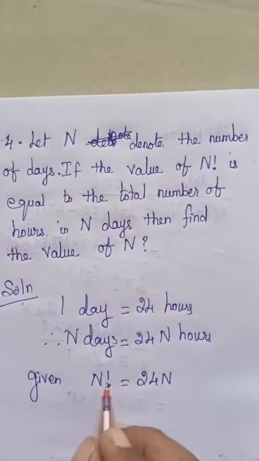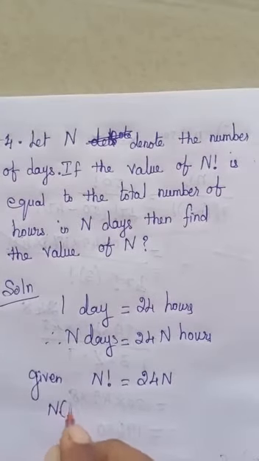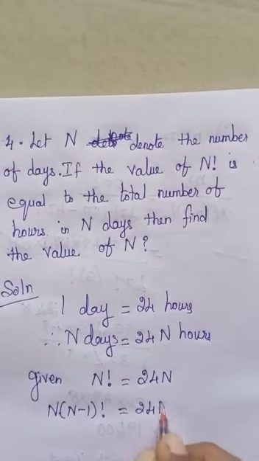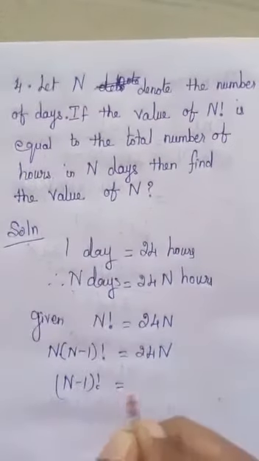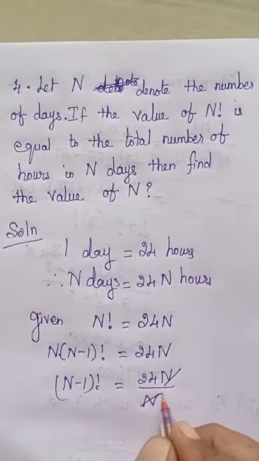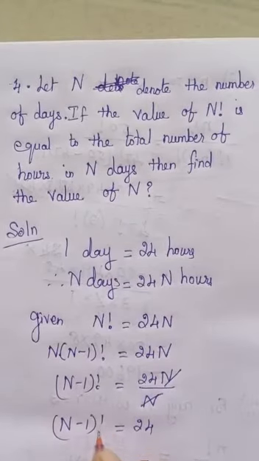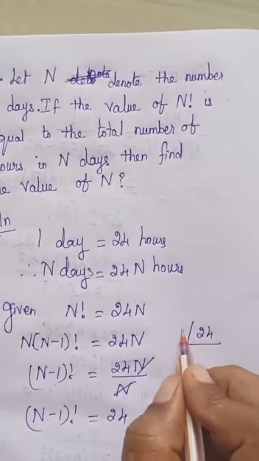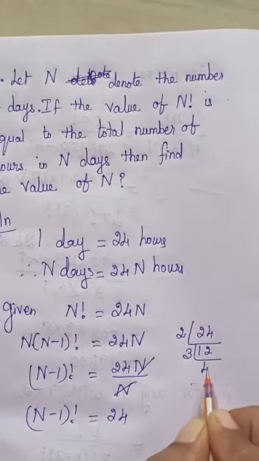See here, this n factorial, I am going to write it as n into n minus 1 factorial is equal to 24 n, or n minus 1 factorial is equal to 24 n by n. Both n will get cancelled. So 24. That I am going to write it as a factorial. Say 24. If I divide by 2, I may get it 12. If you divide it by 3, that value is 4.